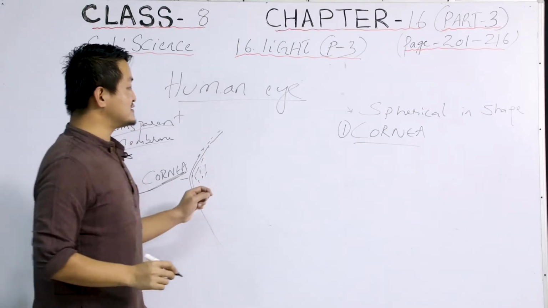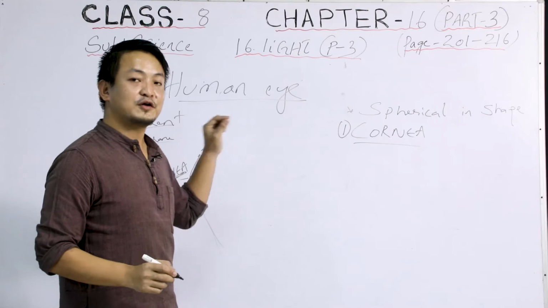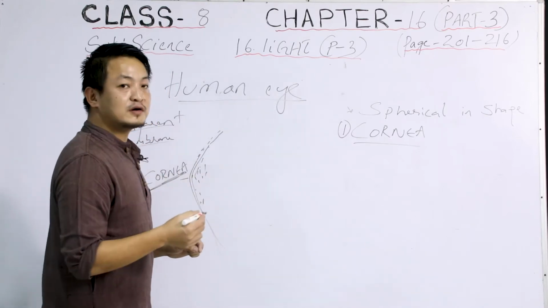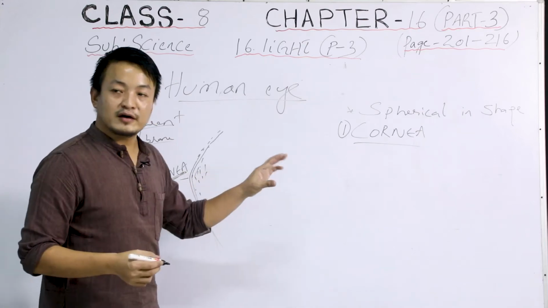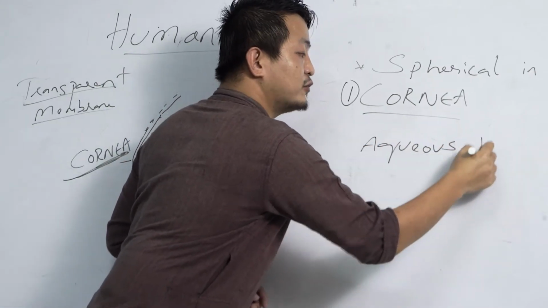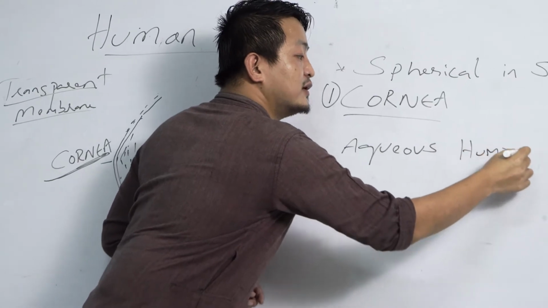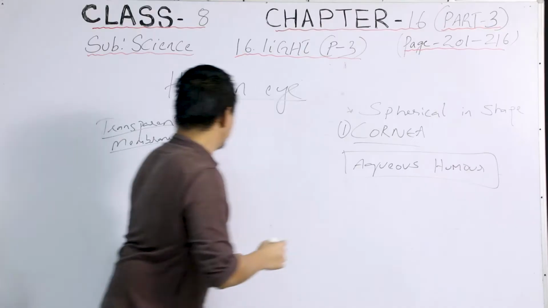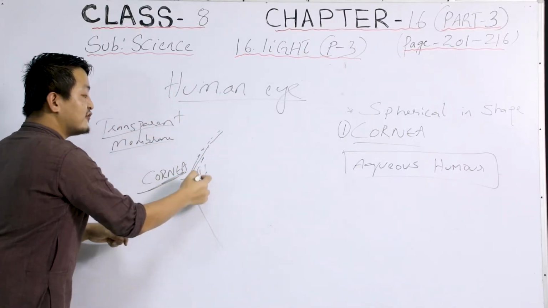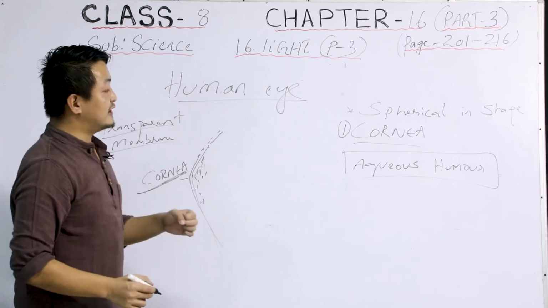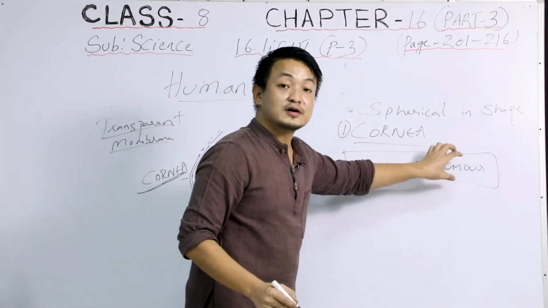and that is known as aqueous humor. So just remember the name, aqueous humor, A-Q-U-E-O-U-S. You will study the detail about it in class 10. This is not mentioned in your text, but after the cornea, we have a fluid, a liquid present in the eye, and that is known as aqueous humor.